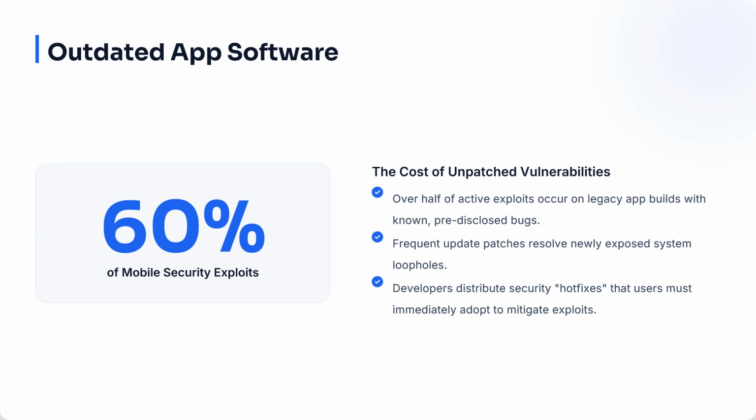Look at the statistic on the screen. 16% of active mobile security exploits target outdated software builds. Let that sink in. Over half of all successful hacks could have been completely prevented by clicking one simple button: update. When developers discover security loopholes in their apps, they immediately distribute hotfixes and security patches. If you ignore these updates, you are leaving your digital front door wide open to hackers who already know exactly how to break in.